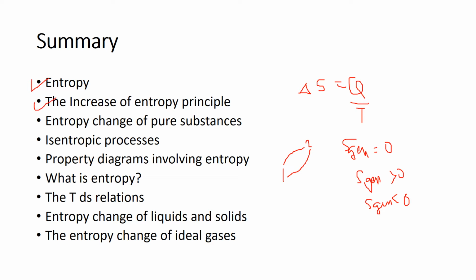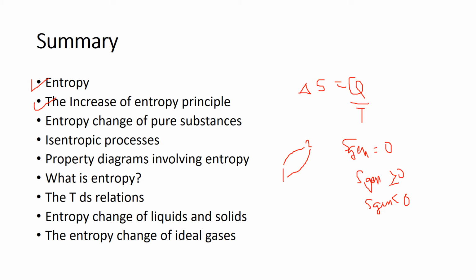Over there you had three remarks which you have already learned. One was that a process can occur only in certain directions, which is the direction of S generation greater than or equal to 0. Then there is no conservation of entropy principle. And the third thing: as irreversibilities increase, entropy generation also increases.